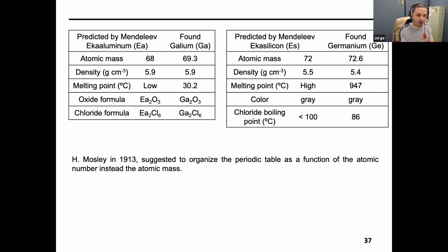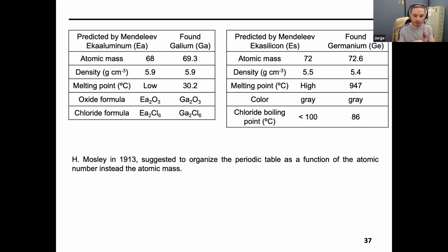He used common properties to predict things, and that's the basis of the modern periodic table. The only mistake of Mendeleev was to suggest organizing as a function of the atomic mass, and we know that this is not the correct way to do it. In 1913, Henri Moseley suggested organizing the periodic table as a function of the atomic number instead of the atomic mass. And that's how we still do it until today.